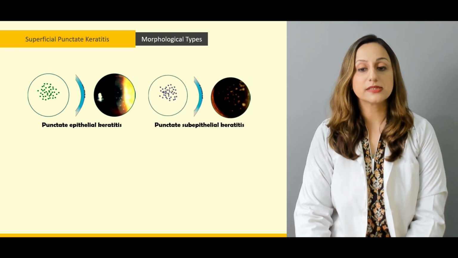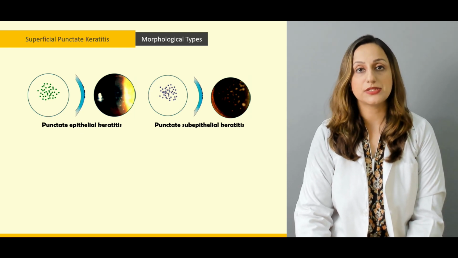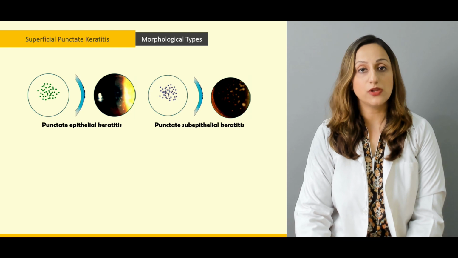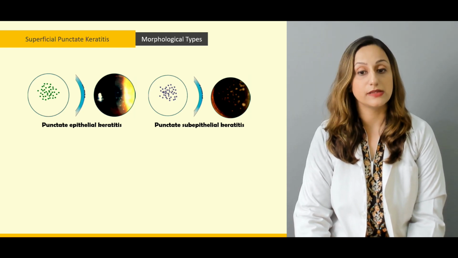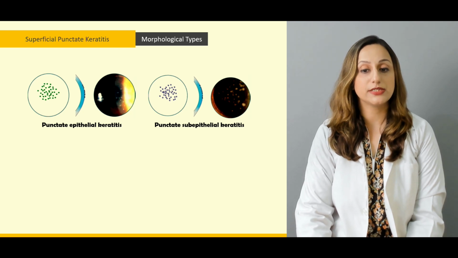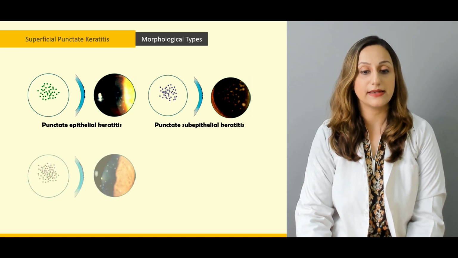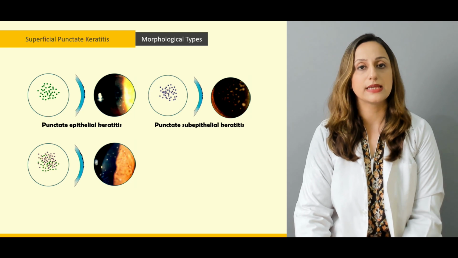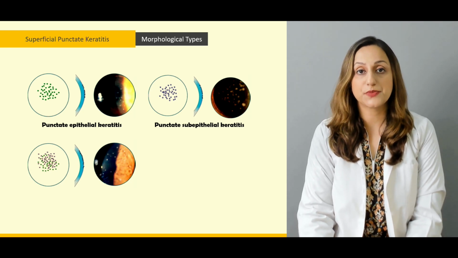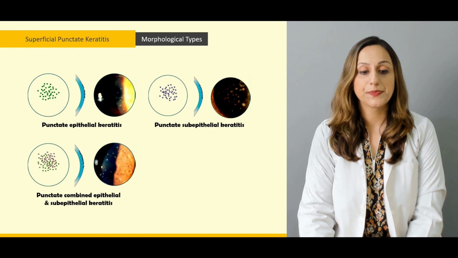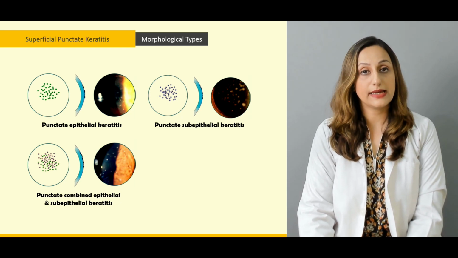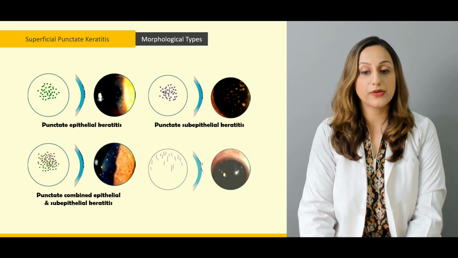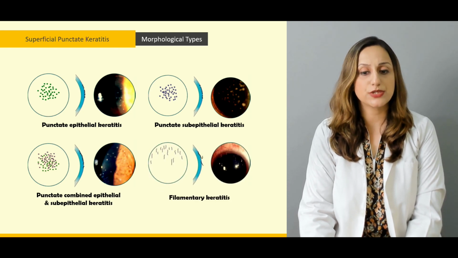Then we can have a punctate subepithelial keratitis. Depending upon the situation, if the extent of the damage includes the subepithelial level, then it is going to be related to punctate subepithelial keratitis. So knowing these terminologies and how to interlink them is again very important. The punctate combined epithelial and subepithelial keratitises can also occur in patients who are immunocompromised, of course.